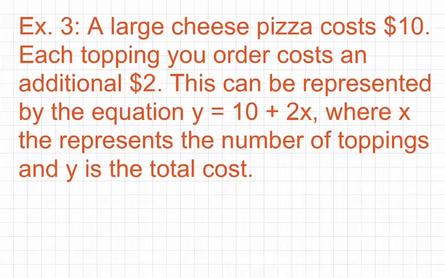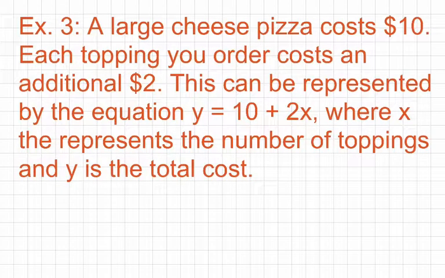So for our final example, we have a large cheese pizza costs $10. Each topping you order costs an additional $2. This can be represented by the equation y equals 10 plus 2x, where x represents the number of toppings and y is the total cost. So we're going to do the same thing as we've done for the first two examples. We're going to create a table, and we're going to then graph the table.